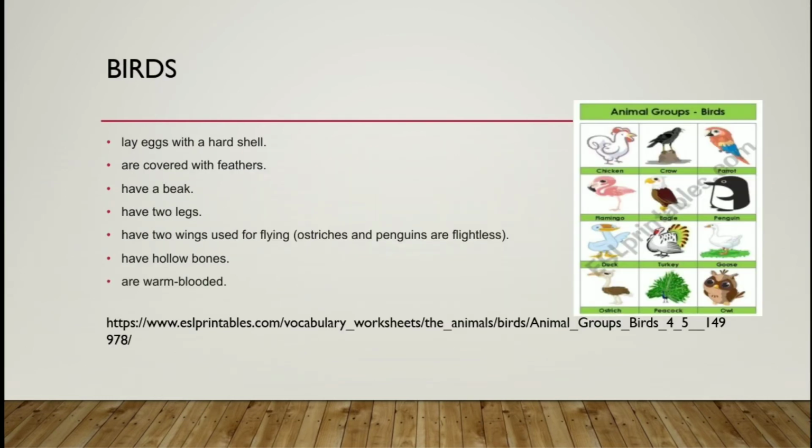The next one is birds. It is a warm-blooded egg-laying vertebrate with the body covered with feathers and forelimbs modified as wings. It can lay eggs with a hard shell, have a beak, 2 legs, 2 wings, like for example the chicken, parrot, eagle, and even penguin and ostrich are under the birds group of animals.